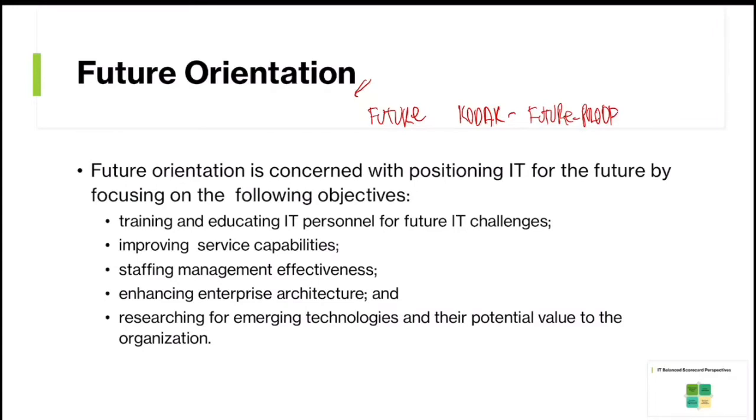So the following objectives are related to future orientation: training and educating IT personnel for future IT challenges, improving service capabilities, staffing management effectiveness, enhancing enterprise architecture, and researching emerging technologies and their potential value to the organization.